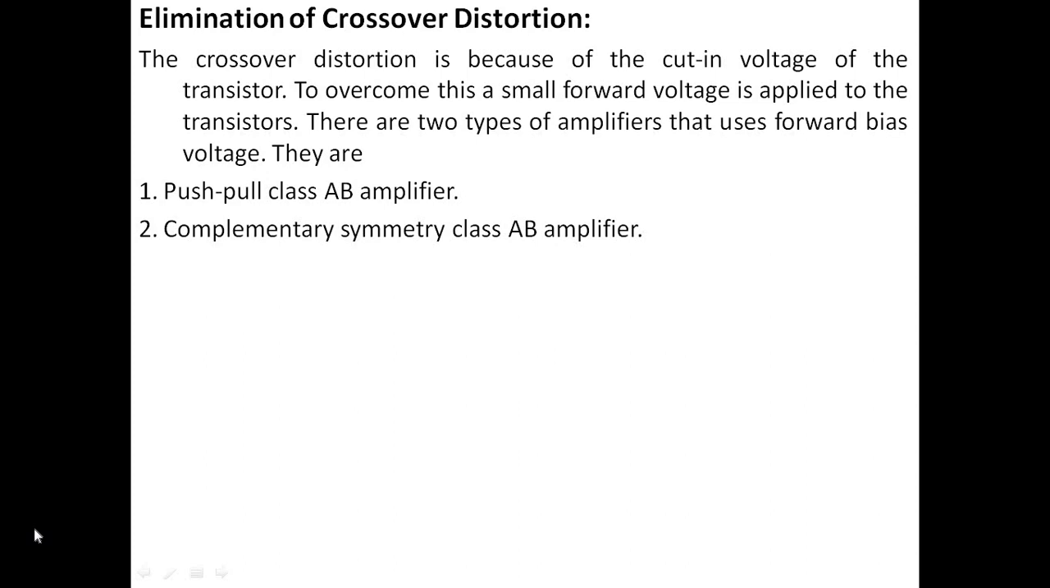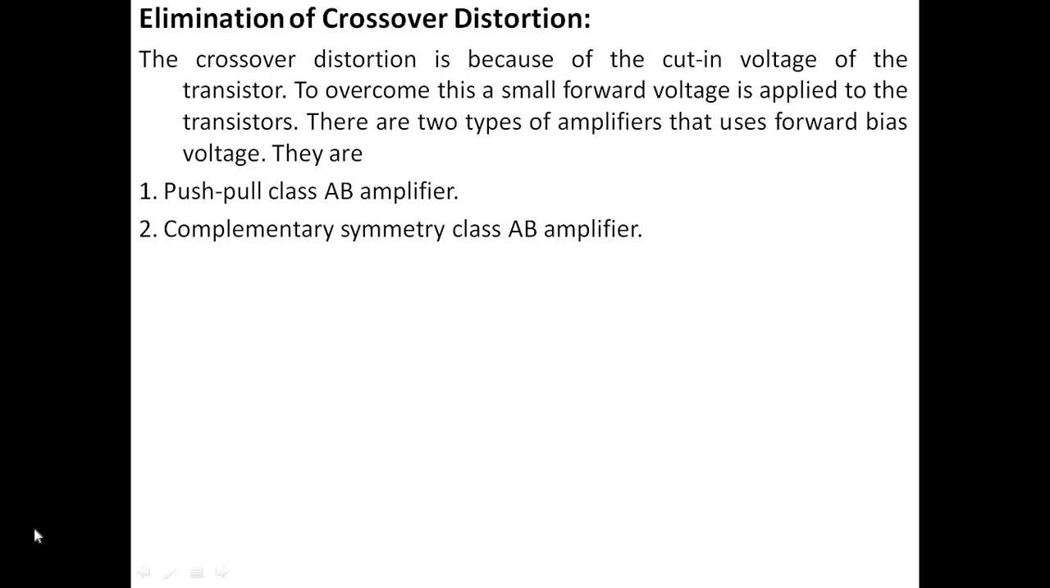In this case, it is going to allow more than half cycle but less than full cycle. We know the basic property: class A allows a full cycle, and class B allows only half cycle. If the operating point is moved from the x-axis towards the active region, it is going to allow more than half cycle but less than full cycle. That's why we call that amplifier class AB.